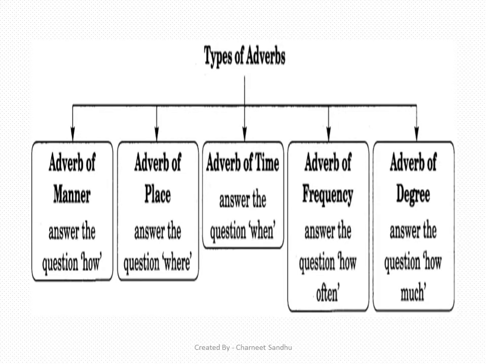Types of adverbs. There are 5 main types of adverbs. Adverb of manner, which answers the question how. Adverb of place, which answers the question where. Adverb of time, which answers the question when. Adverb of frequency answers the question how often. An adverb of degree answers the question how much. Let's look at each one of these in detail.